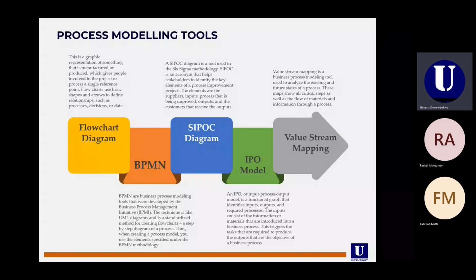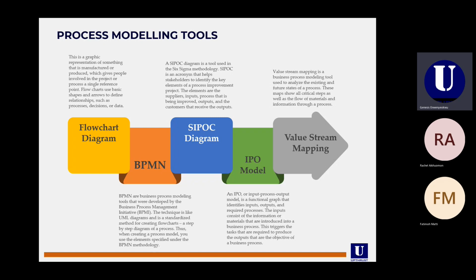And then the last of them is value stream mapping. Value stream mapping is a business process modeling tool that we use to analyze the existing and future state of a process. But we are much more concerned with what value each process gives to either the customer or the business. So that's why it's called value stream mapping, VSM. These are the most common process modeling tools we have in the market today, or that we use today as business analysts.